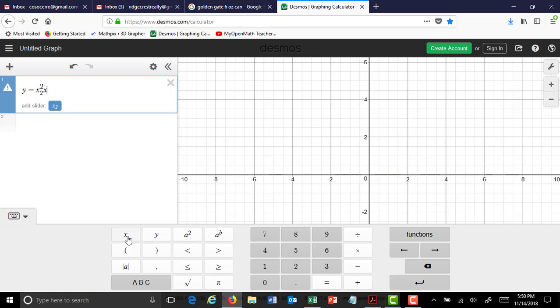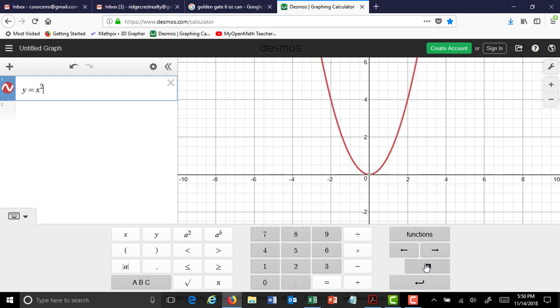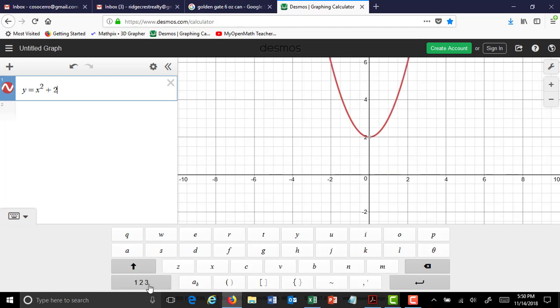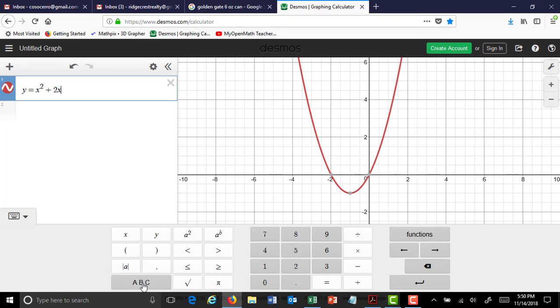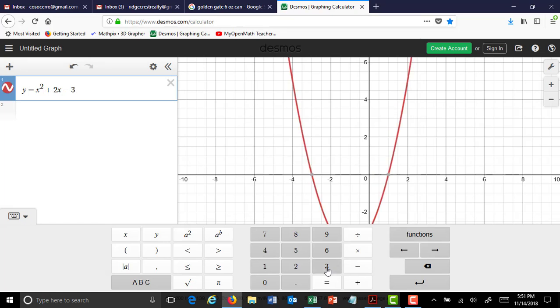Okay. Let's see, I gotta push more like this. Okay, plus 2x minus 3. Okay, let's take a look and see what that looks like.